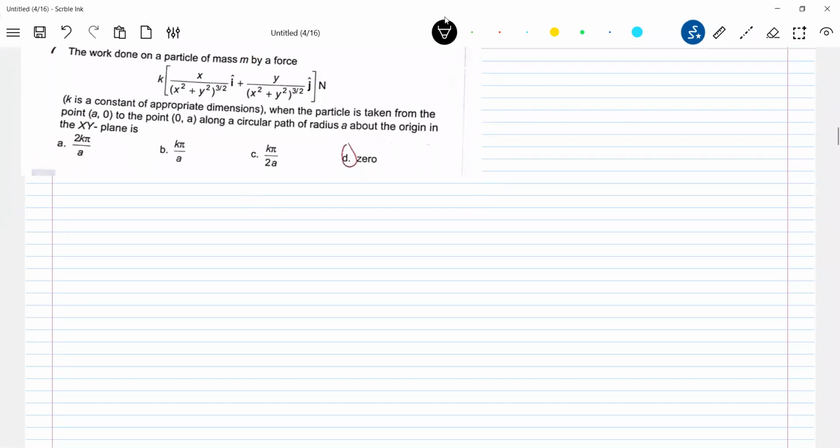Read the question again. Instead of doing that, I am just explaining in terms of physics rather than mathematics. How will the force act, how is the path? This is what is needed for us in physics. And here also, the particle is taken from the point (a, 0) to the point (0, a) along a circular path. So let's draw first one circle.